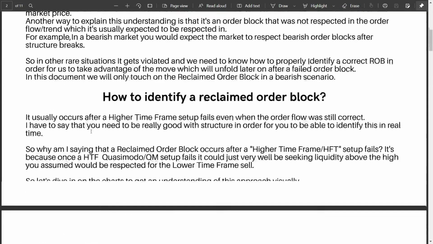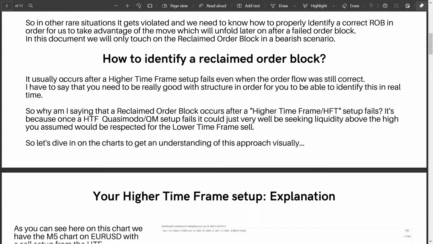So how do you identify a reclaimed order block? Usually it occurs after a higher time frame setup fails, even when the order flow was still correct. We're going to touch on this on the slide below. You really need to be good at identifying structure in order to make your judgments on whether the order block you're choosing would qualify as a reclaimed order block. In this case, we have what I regard as a perfect example for a reclaimed order block, as we saw on the following slides that price did come back to it and respect it perfectly.